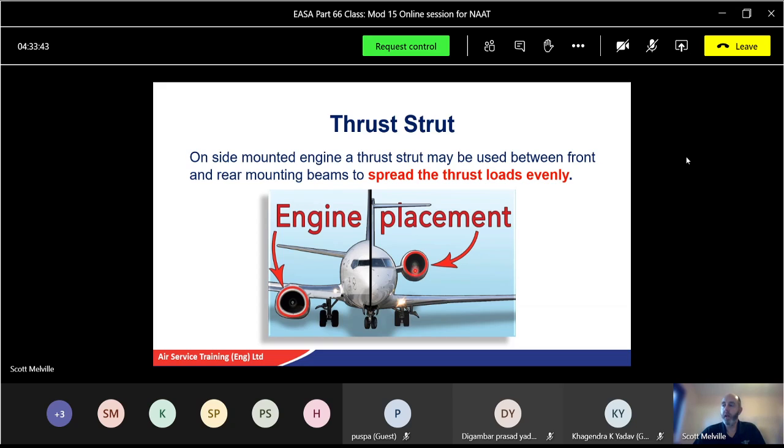Now, it could be external of the fuselage, or it could be internal to the fuselage. One aircraft I used to work on, it was actually part of the fuselage. Okay, so depending on where the position is, depending on dressing, and depending if it's got a thrust strut as well. But the main point is to spread the load between front and rear. Okay, it's a good one to highlight there as well.